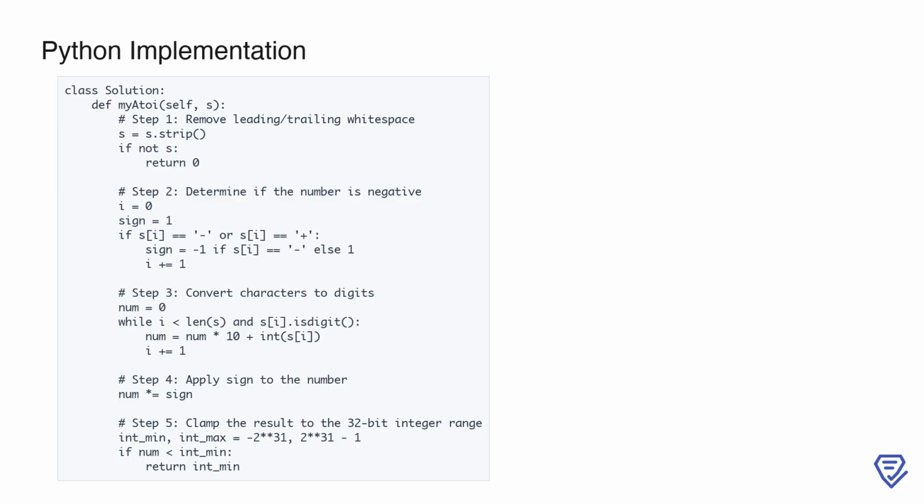Now, we start converting the characters in the string to digits. We initialize a variable number to 0, and as long as the current character is a digit, we multiply number by 10 and add the integer value of the current character. This builds the number one digit at a time. Once we're done processing the digits, we apply the sign to the number by multiplying number with sign.